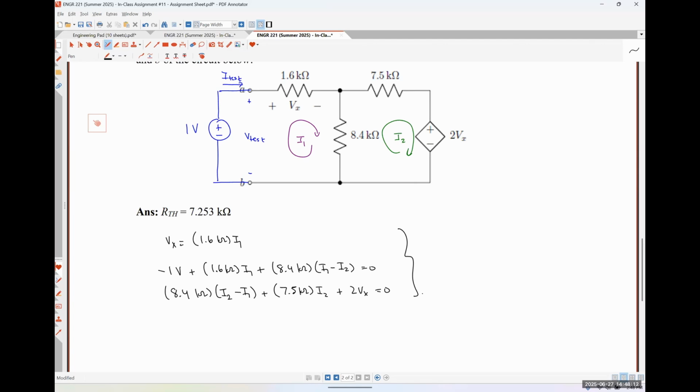And solving, I get I1 comes out to be 0.138 milliamps. I2 comes out to be 0.045 milliamps, and Vx comes out to be 212 over 961 volts.